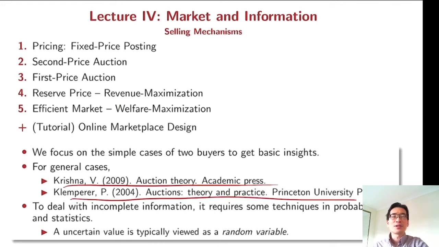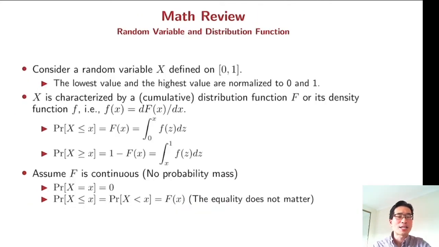The main component of auction theory is information. To deal with incomplete information, it requires some techniques in probability and statistics. An uncertain value is typically viewed as a random variable, and we are going to use some basic mathematical techniques. Those are just high school mathematics, so I'm sure you're already familiar with those things, but I just wanted to remind you of those basic stuff.